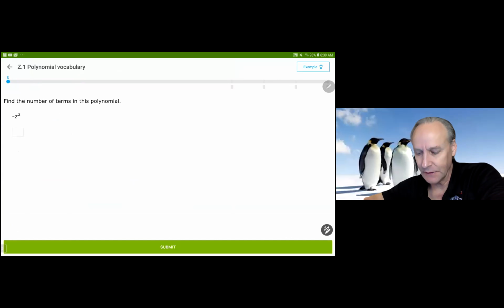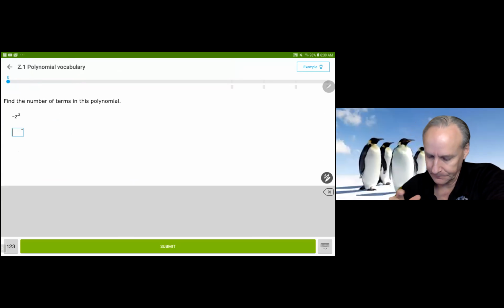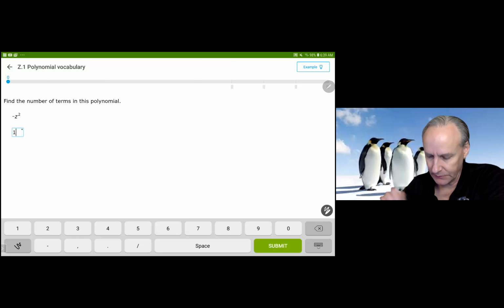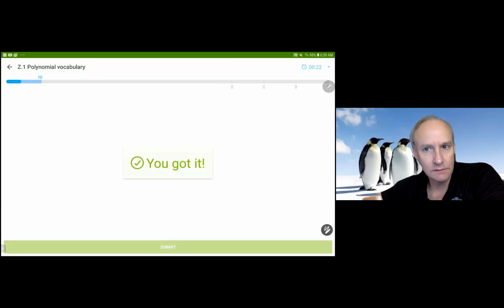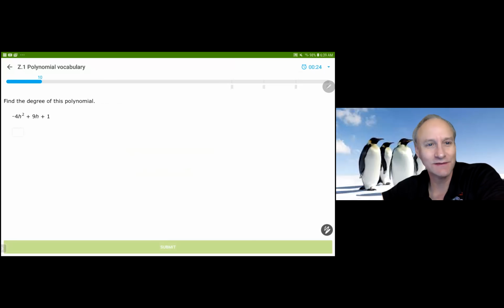So we want to name the number of terms. This is all multiplication. There's no addition or subtraction going on. So it has one term, and we say that this one has one, because there's no addition going on. You'll see in a minute what I mean. I don't want to overkill it here right to start.